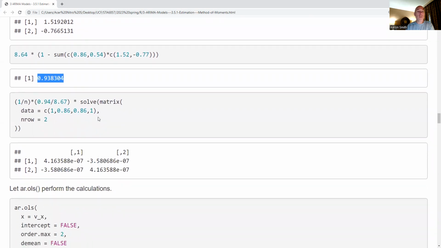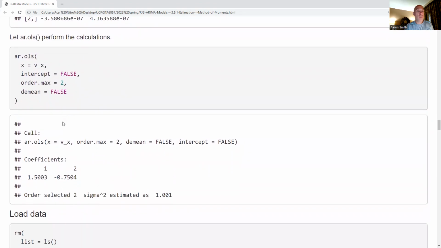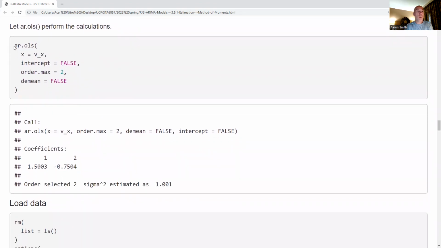And so here we can estimate the variances for the purpose of a confidence interval. Here I've got the covariance of the coefficients. Now we can also estimate this using a function built into R.